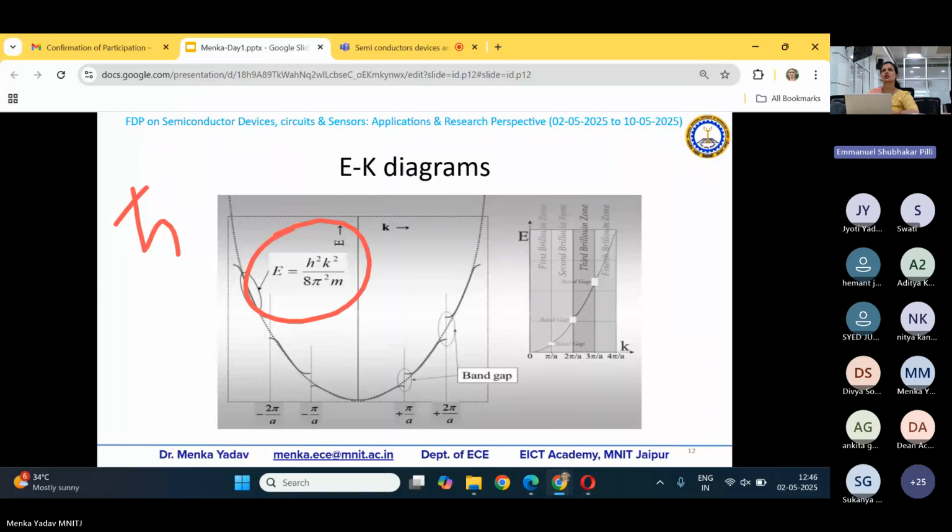We are getting this formula from the Schrodinger wave equation, which is the standard equation for waves, electromagnetic waves and all these types of waves. And here this K decides the Brillouin zone. So you can see the diagram which is available on the right hand side. K is the wave number which is going to decide which Brillouin zone is available. So the EK diagram from this relation, you can see that this is a parabolic diagram.